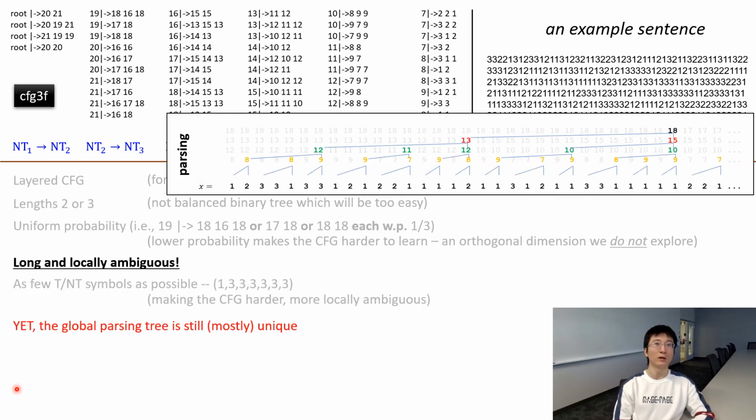Yet, I claim that our CFG is defined in such a way that the global parsing tree is mostly unique. That is, if you look at the entire input sequence X, you can do dynamic programming to do the parsing, and you're going to get a unique global solution in most cases with high probability. So this is another property of this synthetically constructed CFG.